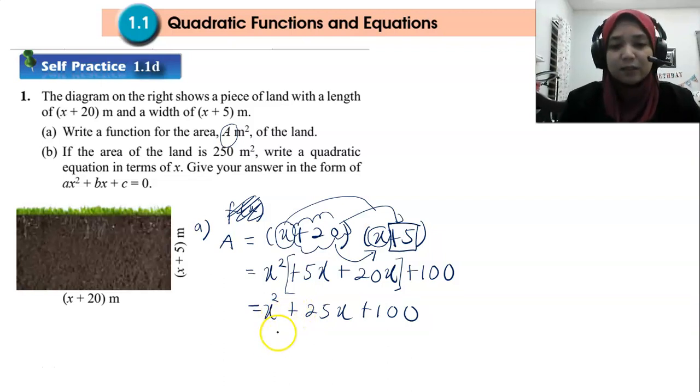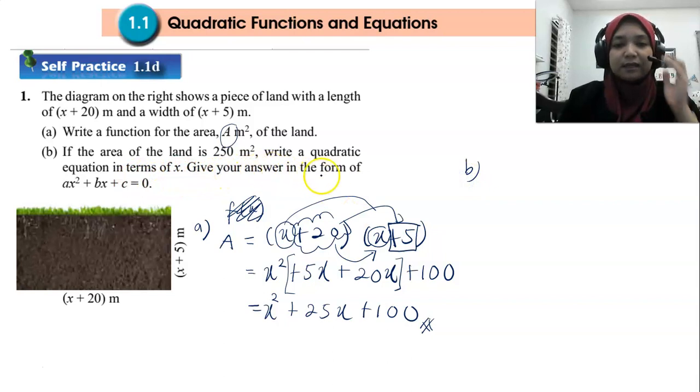Tu kira settle dah, tak boleh buat apa. Okay, selesai kat sini. So, now B. Equation in term of X, given your answer in the form of AX square plus BX plus C equal to 0. Saya terus baca kat bawah ya.